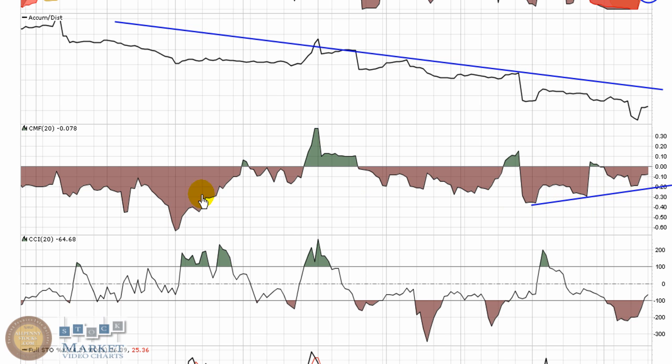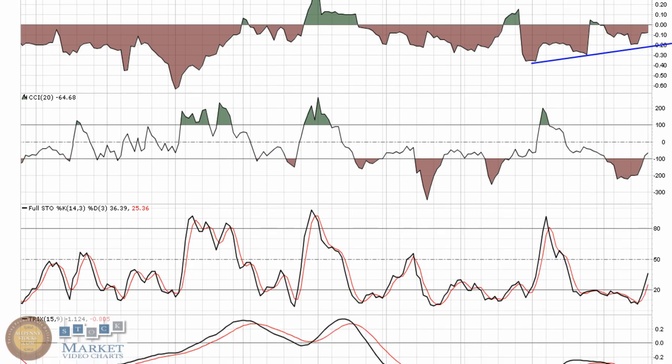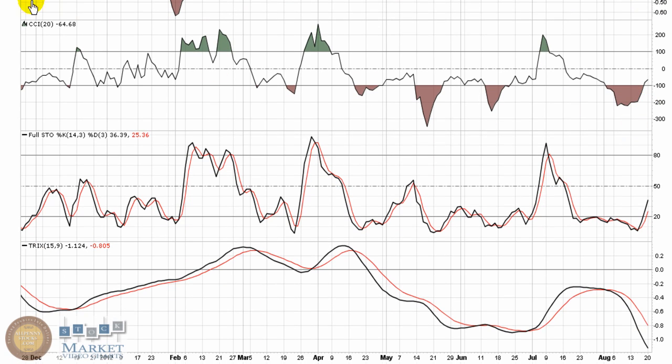Over the last 20 periods, selling pressure is still dominating buying pressure. That's why the CMF is registering below zero, but is continually making higher lows, making its way back towards zero to show that buying and selling pressure is somewhat equalizing. CCI has broken through negative 100. Bottom feeders will use that as a buy point. It'd be a sell if the CCI breaks back down through negative 100.